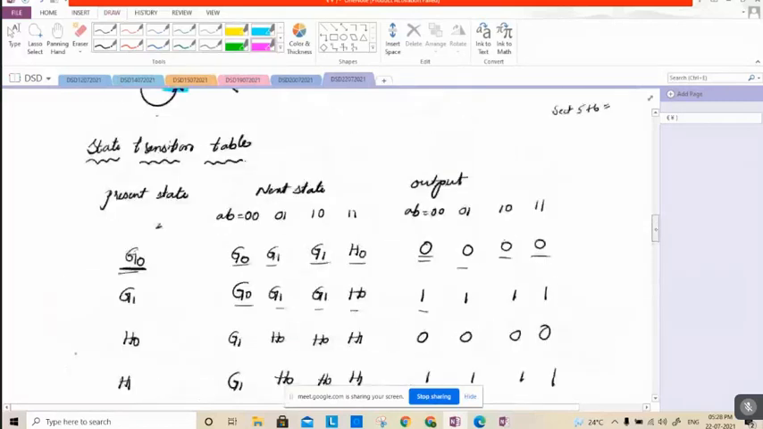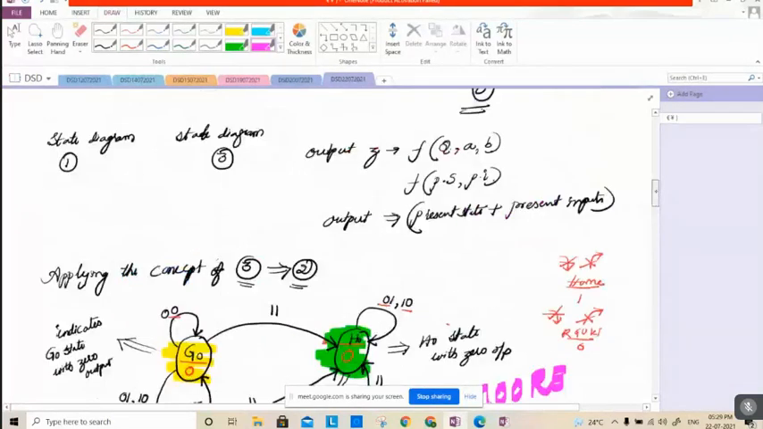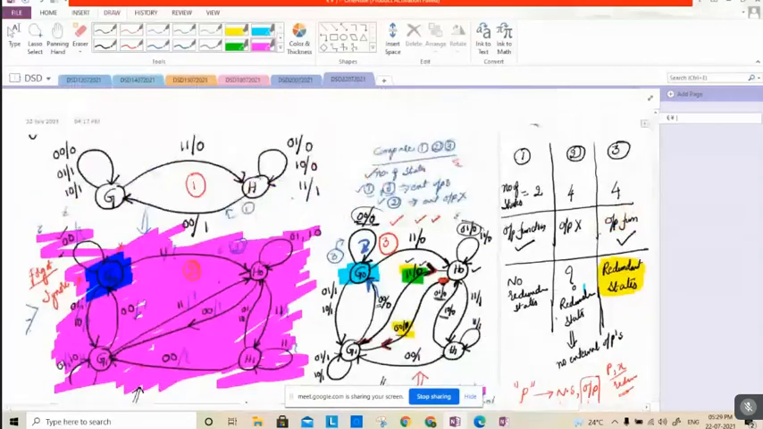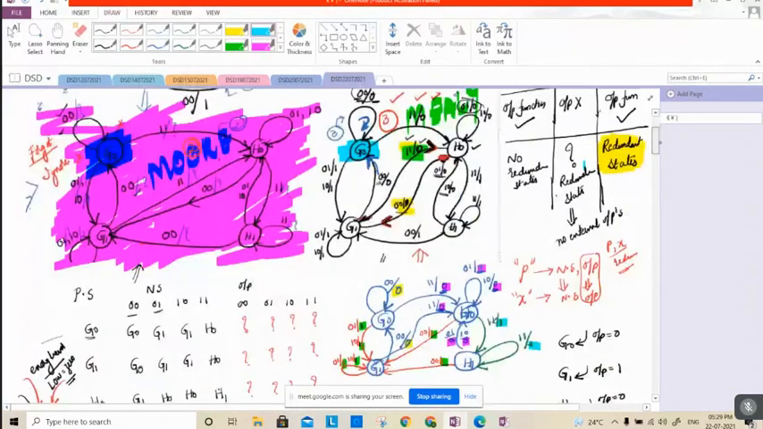What about this state diagram? This is also connected with Moore. And this is connected with the Mealy. This is a Mealy state diagram. And this is also a Mealy state diagram. Whereas this is a Moore state diagram. Is it clear? Is it clear for everyone?